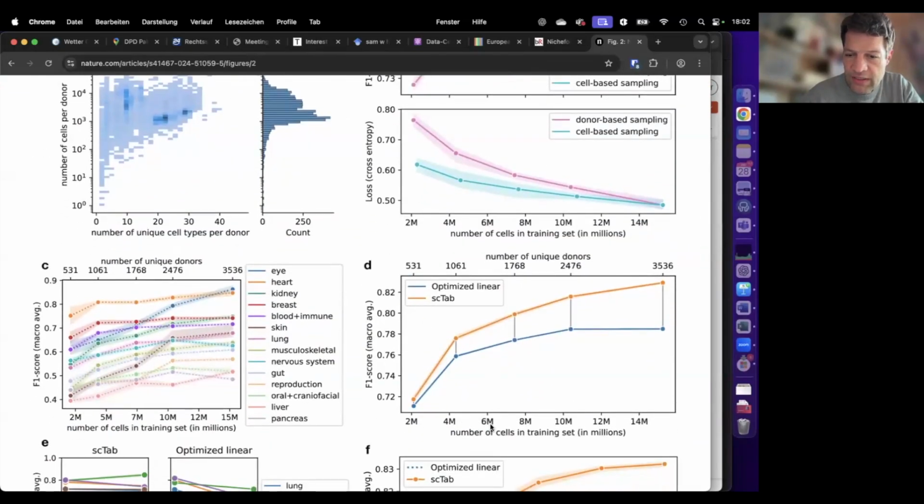So if we now increase the number of cells in the training set, any linear model, and this was a very simple baseline, just necessarily thresholds out. So it doesn't have more capacity. It eats up every capacity it has, and then that's as good as it gets. And the other one keeps scaling. So here you would be able to say, hey, we need more donors, and we're going to get better.